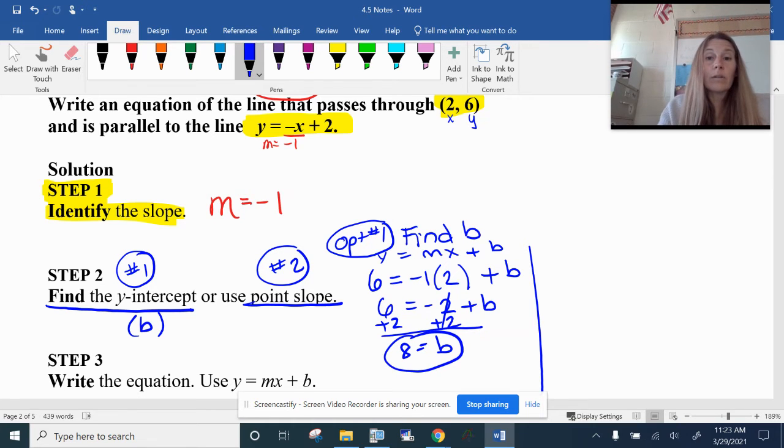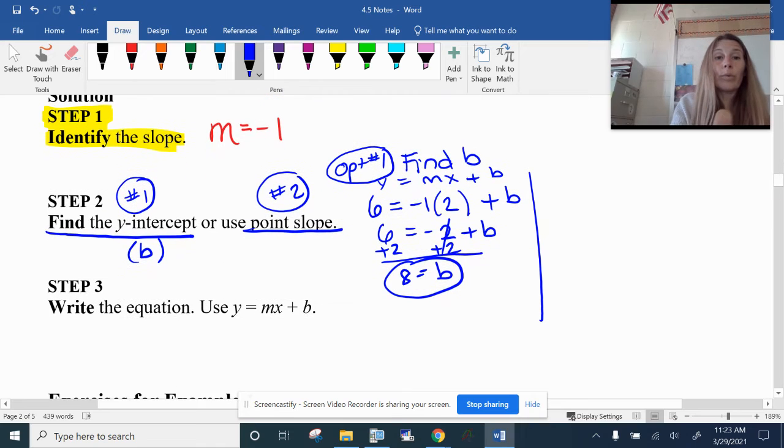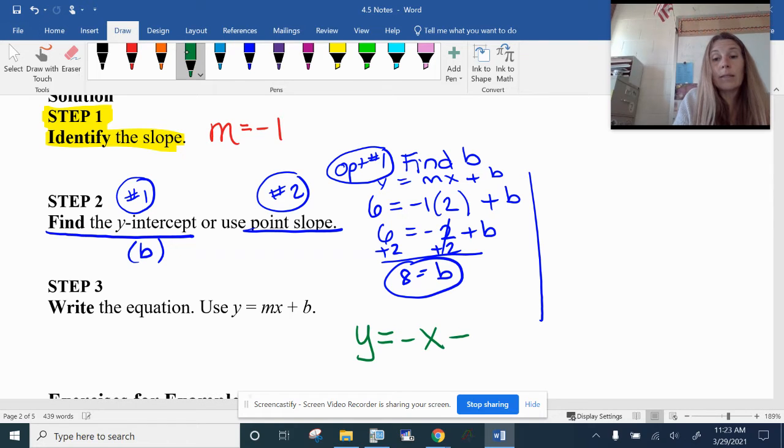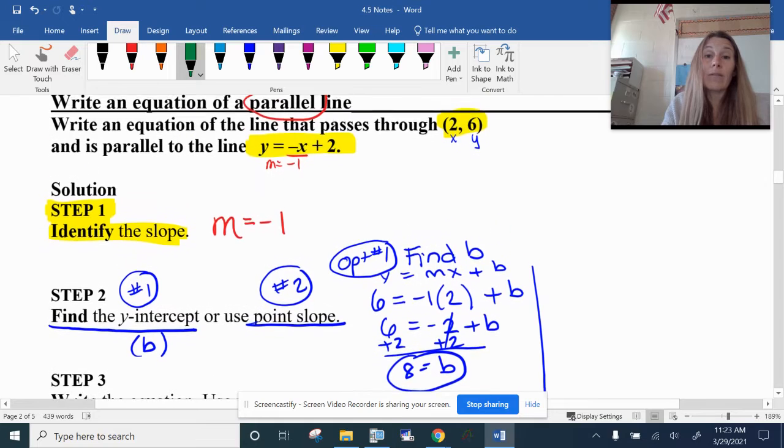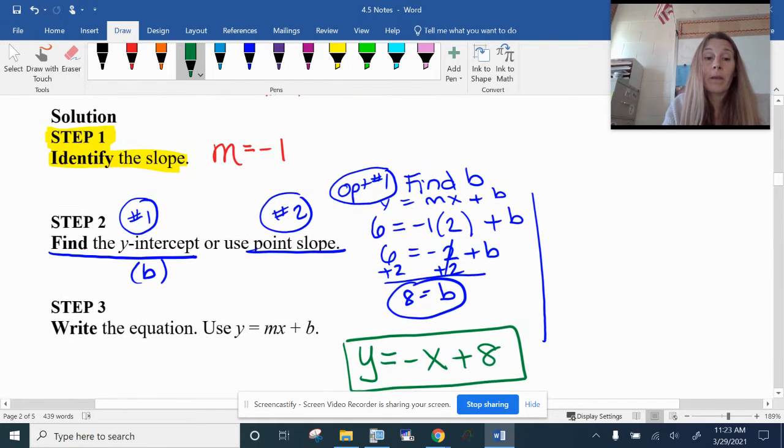Now, of course, once you do that, you now have your slope. You also have your y-intercept, so you can write your equation y equals -1x plus 8. Notice it has the same slope as the original equation that was given to you, but it has a different y-intercept. It's a +8 versus the +2.